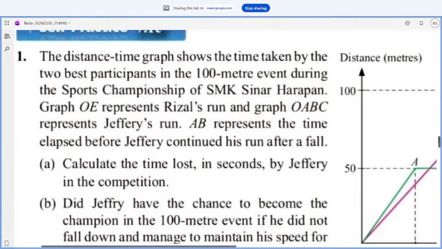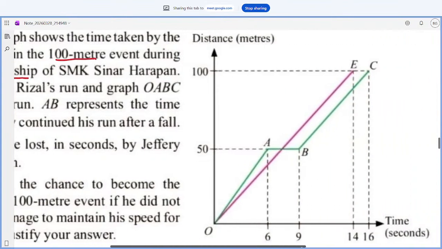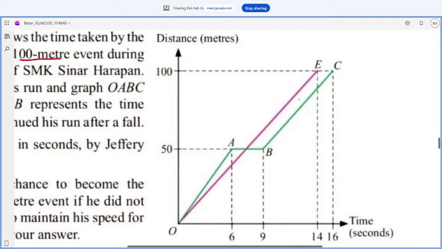Okay, so let's see some exercise. Alright, so this one is about 100 meter sport championship. Okay, yang ni berlari lah 100 meter. Okay, so this is the graph. Okay, dua orang. This is the graph. So guys, common sense. Which one you think is the better person? Pink or green? Mana yang lebih bagus larian dia? Yang merah jambu atau hijau?